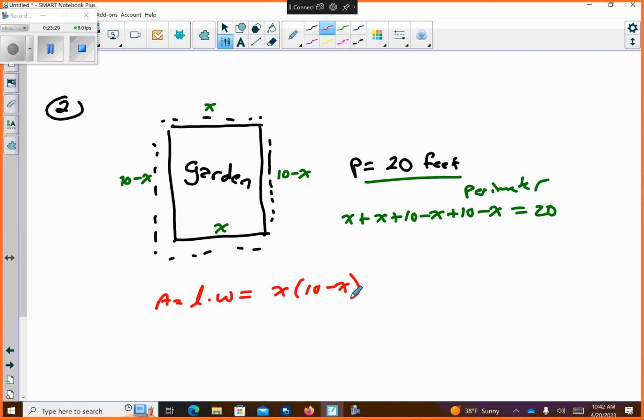We want to find the dimensions because I could have 1 foot by 1 foot and 9 foot by 9 foot. I could have 2 foot by 2 foot and 8 foot by 8 foot. I could have 3 foot by 3 foot. And I just lost my count in my head. And 7 by 7. So I could have all of these different dimensions of my garden.